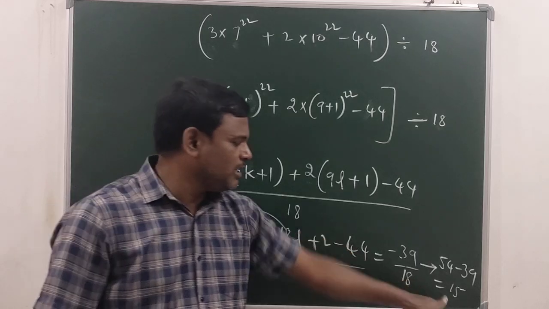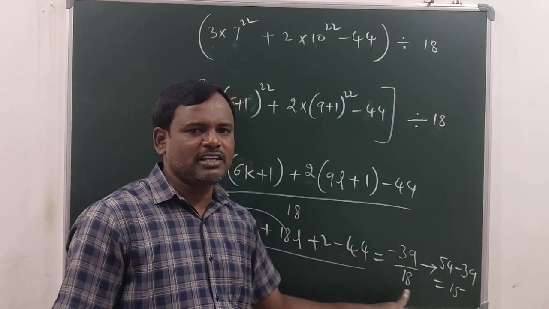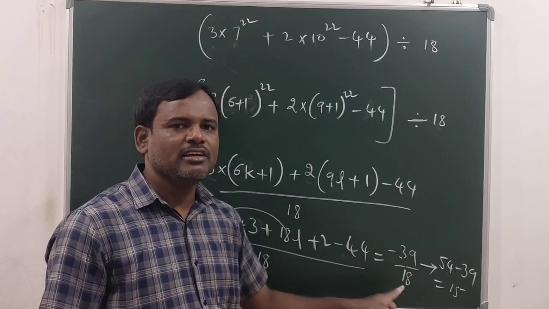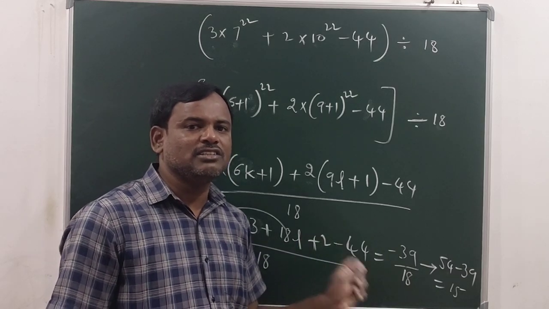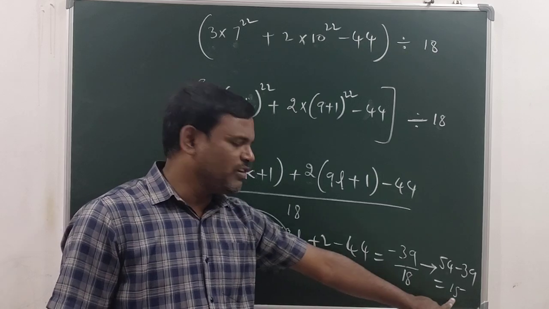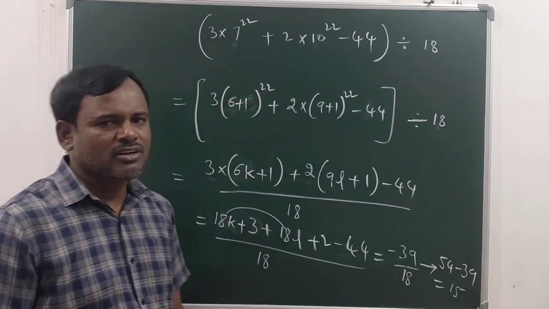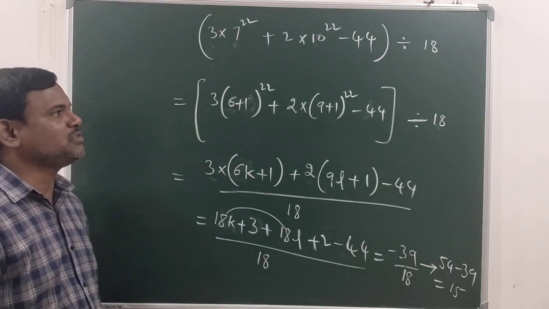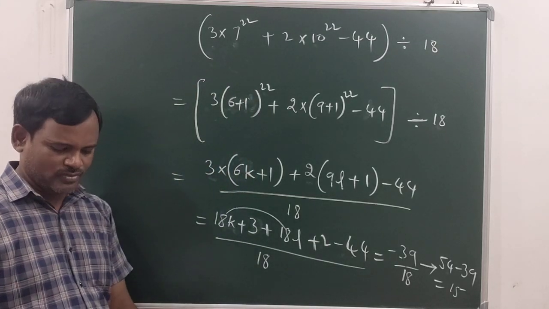This 15 is lying from 0 to smaller than 18. So what is the remainder when a number is divided by 18? So possible values of remainder are 0 to 17. Okay, students, now 15 is lying from 0 to 17. Hence this is the required remainder. I hope you have understood how I have evaluated this.